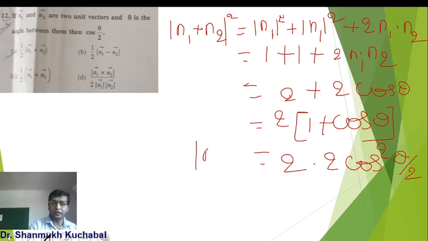So this is |n1 plus n2| square. Clearly, the solution for cos theta by 2 is 1 by 2 times |n1 plus n2|. So it is very clear. Option A is the right answer. Like this we have to solve. You can take a screenshot of this.